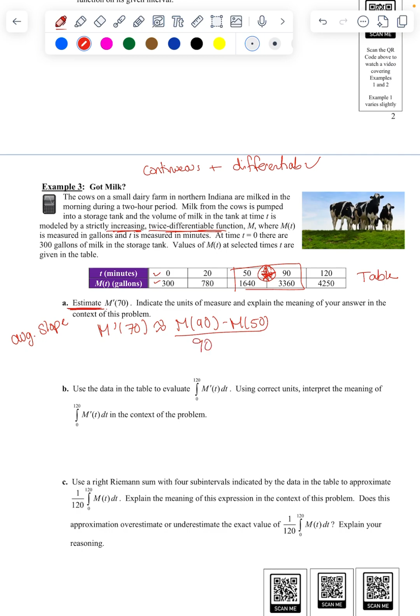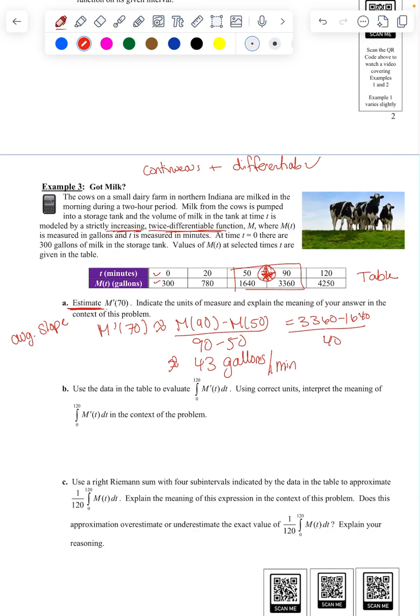Minus 90 minus 50 equals, well, m of 90 is 3360 minus 1640 over 40. You do the math and you've got approximately 43 gallons per minute.